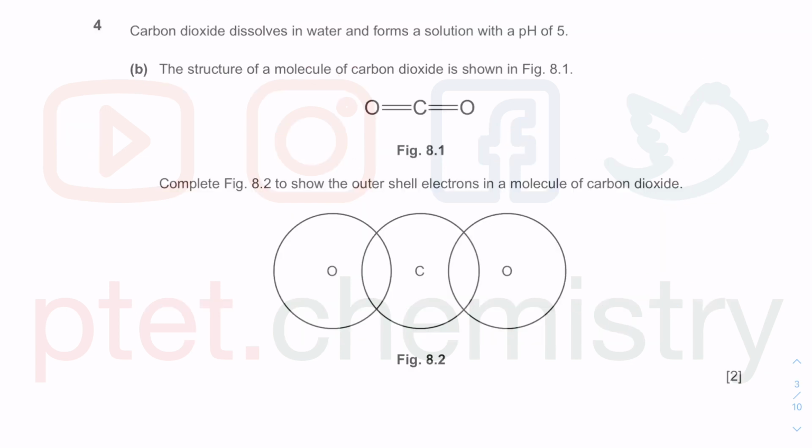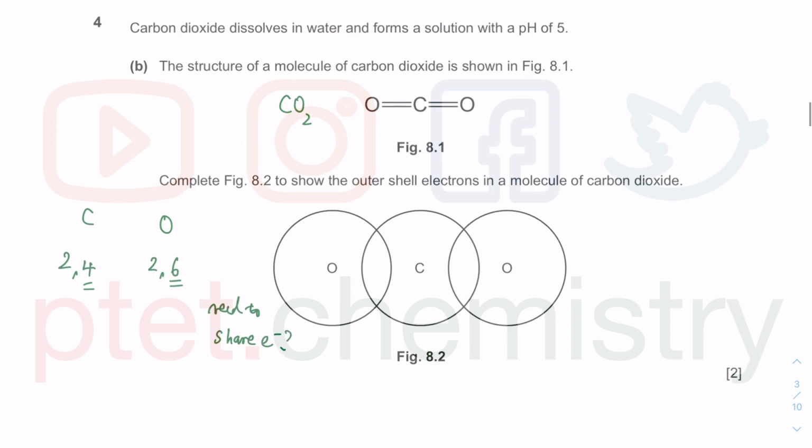This is carbon dioxide. So the structure of a molecule of carbon dioxide, CO2, as you know, carbon and oxygen, 2,4 and 2,6. You need to share how many? We're talking about sharing electrons because we have non-metal and non-metal, group 4 and group 6, non-metal and non-metal.